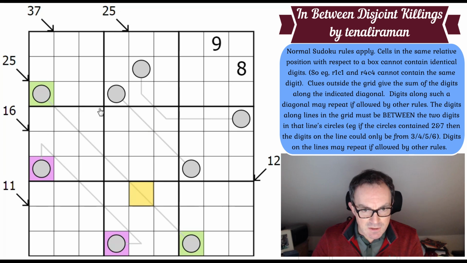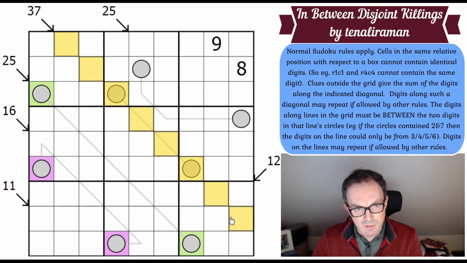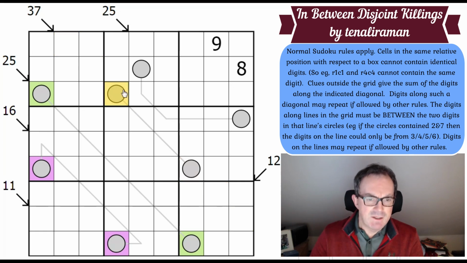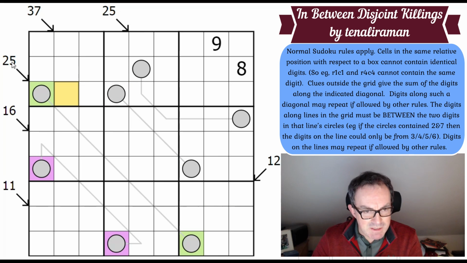Now that means those cells now can't be 1s or 2s. So the minimum digit in these circles now is 3. 3, 4, 5, 12, 25. I don't actually think that's terribly helpful. That's interesting though. Right, anyway, let's check the 25 diagonal for what its minimum would be.